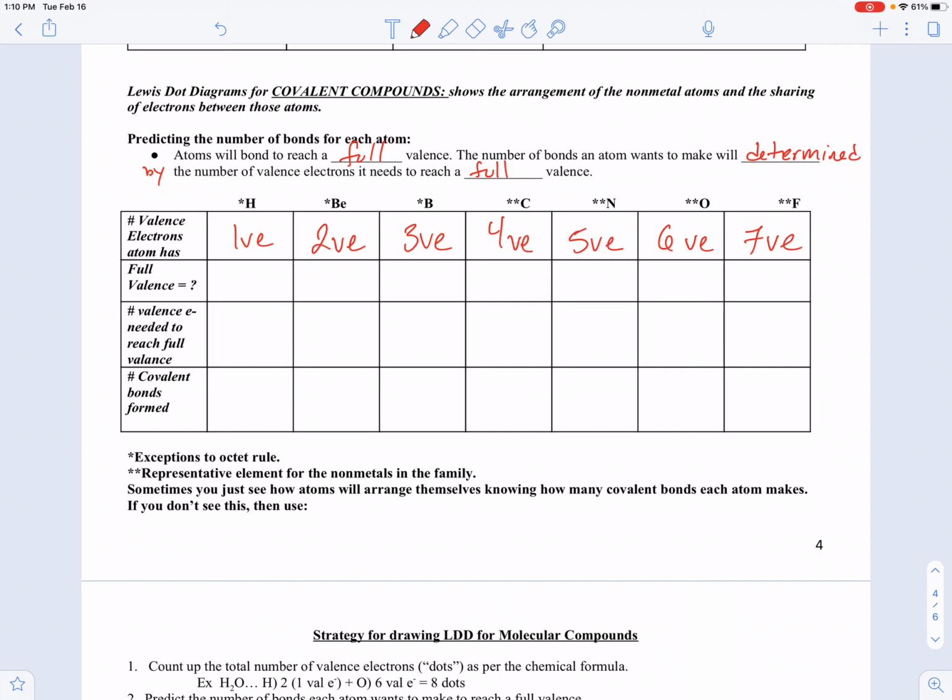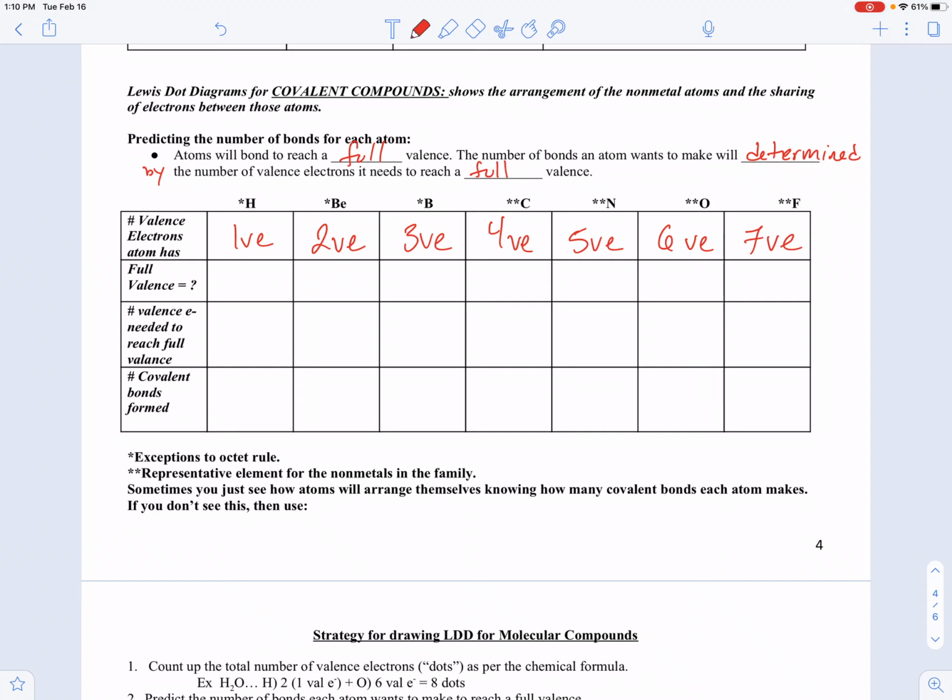We don't have to do noble gases because again, noble gases are already at 8, so they're not going to want to make any bonds because they don't need to fill their valence shell. So a full valence shell, what does that mean for them? The question is, how many electrons do they want to be at full?